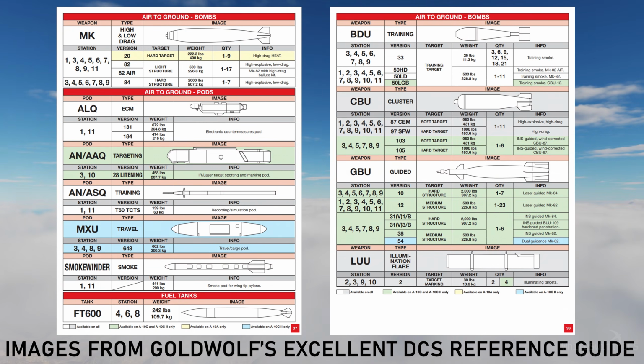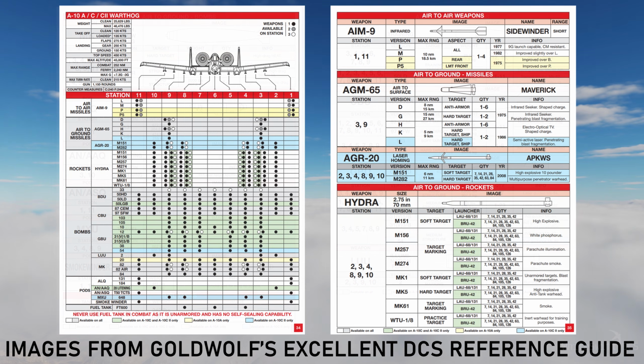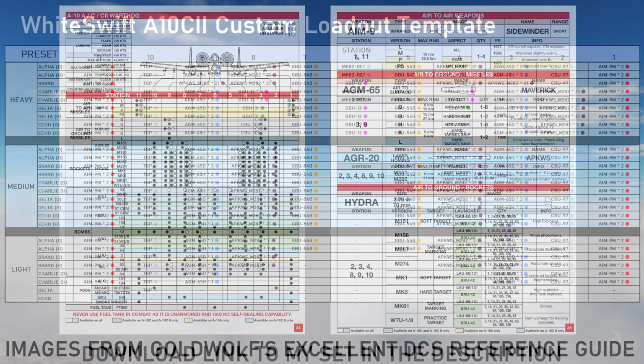The next two images on the screen are from Goldwolf's Quick DCS Reference Guide, which is an excellent resource for various DCS information. In this case, the excerpt is from pages 34 and 35, where you can see all possible loadout variations of the C and C2 models. You can also see an overview of the weapons and their descriptions. The link to his guide is in the description.